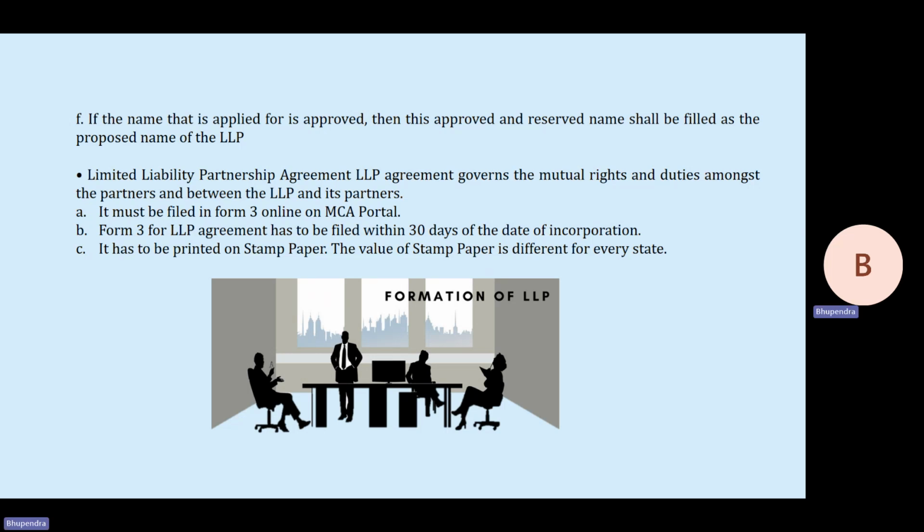The Limited Liability Partnership (LLP) agreement governs the mutual rights and duties amongst the partners, and between the LLP and its partners. It must be filed in Form 3 online on the MCA portal. Form 3, or the LLP agreement, has to be filed within 30 days of the incorporation. Like we need to file the Form 3 within 30 days from the date of the incorporation of the LLP. It has to be printed on stamp paper. The value of the stamp paper is different for every state. It depends on the state in which the LLP is registered.